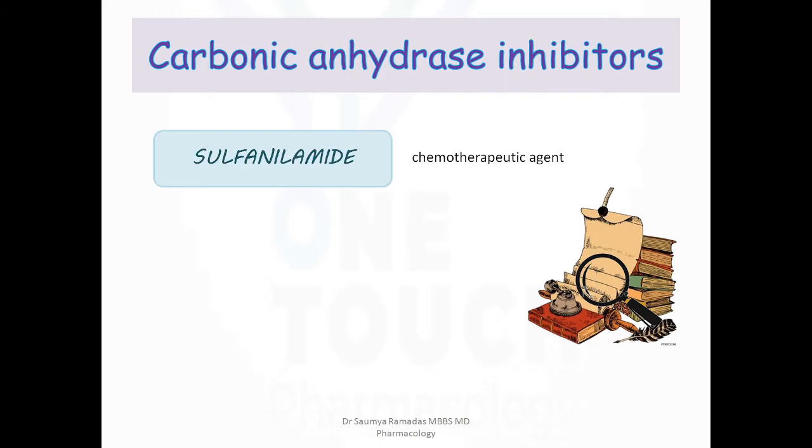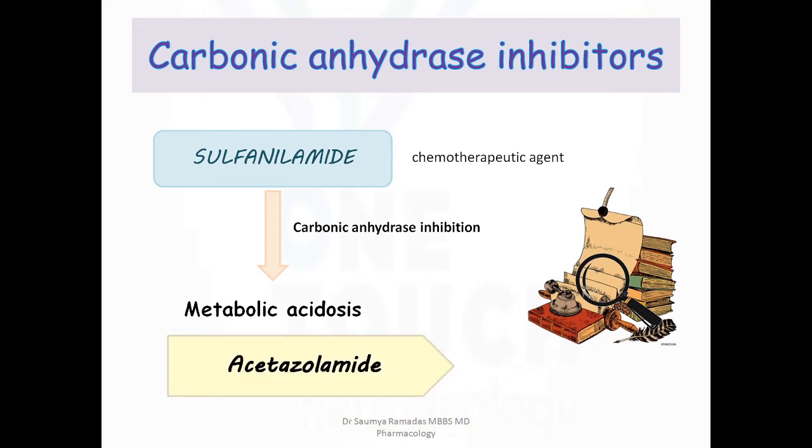Sulfanilamide, which is a sulfonamide antibacterial agent, was introduced in the 1940s. It was noted that this drug notoriously produced metabolic acidosis, and the metabolic acidosis was found to be due to inhibition of the enzyme carbonic anhydrase. Later on, a lot of carbonic anhydrase inhibitors came into the market, but the most commonly used one is acetazolamide.